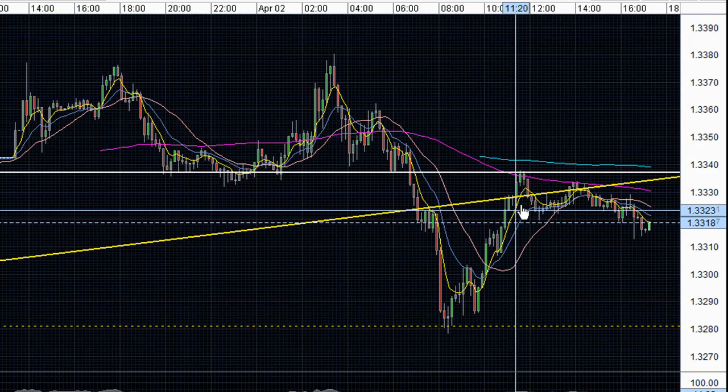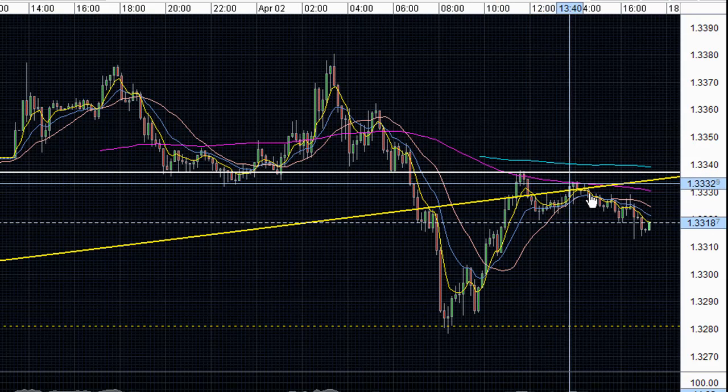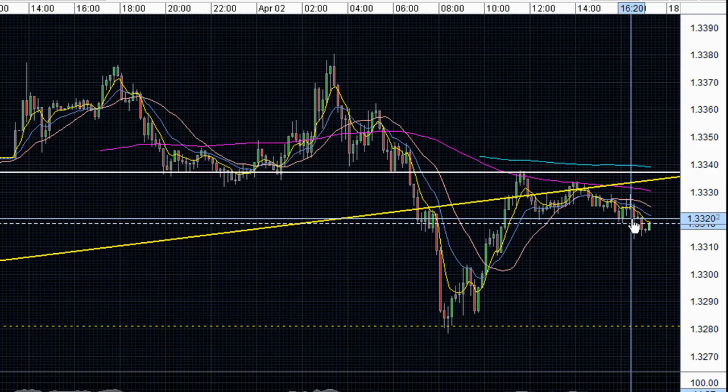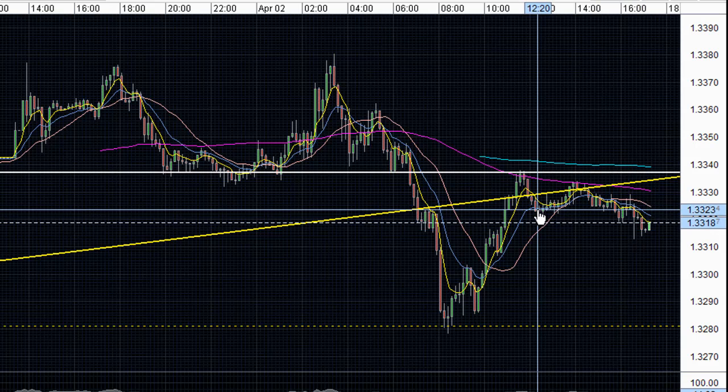But of course, right now, like I said earlier, it appears that the pair wants to continue its bearish movement lower. So we'll see what will happen once the Japanese markets open and once the Asian session fully kicks in. But that's it for our technical analysis review for today.